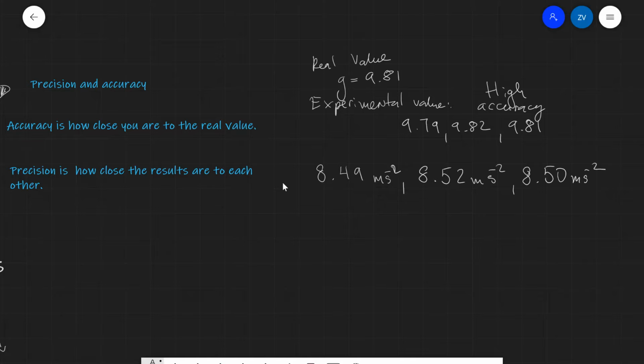Now this is an example of low accuracy because it's quite far off from the real value. However, it is high precision. So our instruments are able to reproduce a very, very similar result each time we do this experiment, so it has a high precision. Once again, accuracy is how close you are to the real value, whereas precision is how close the results are to each other.